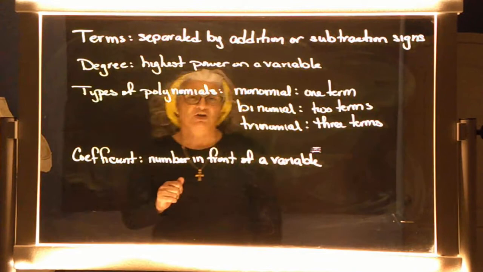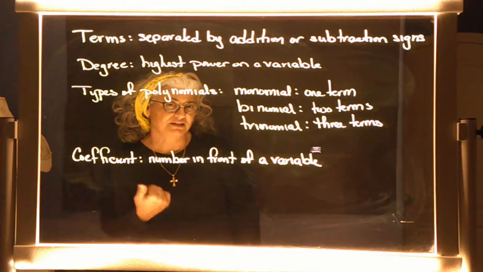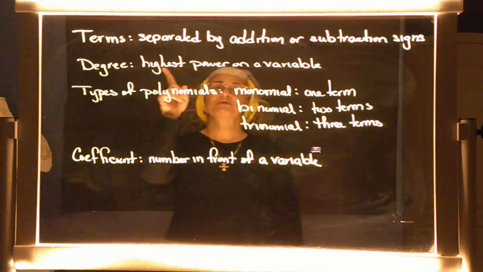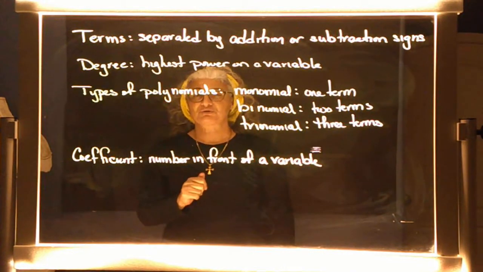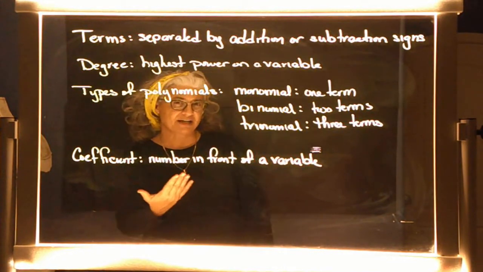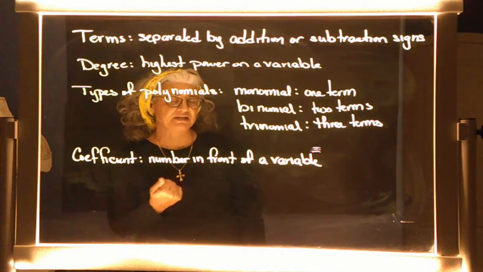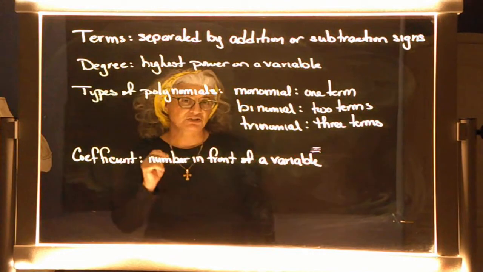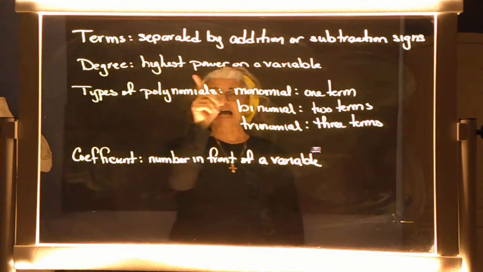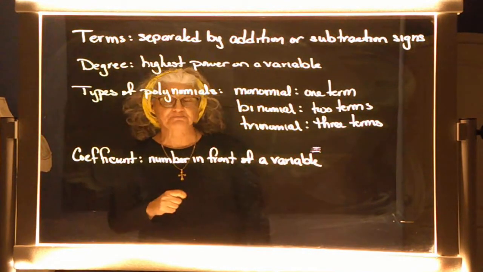Terms. We kind of alluded to it in the last segment, right? Terms are separated by addition or subtraction signs. So make sure you understand that, which you kind of do. It was a little bit instinctive, but there's your official definition. Degree: if they ask for the degree of a polynomial, that's the highest power that's on a variable.